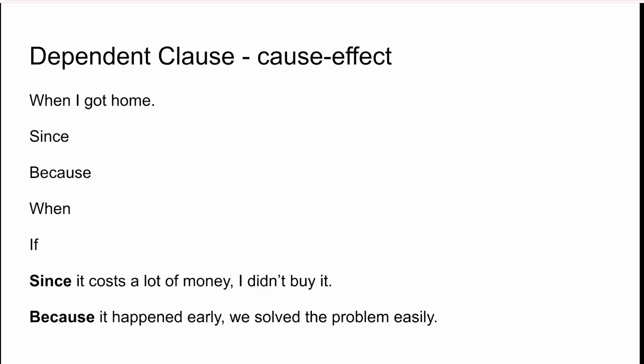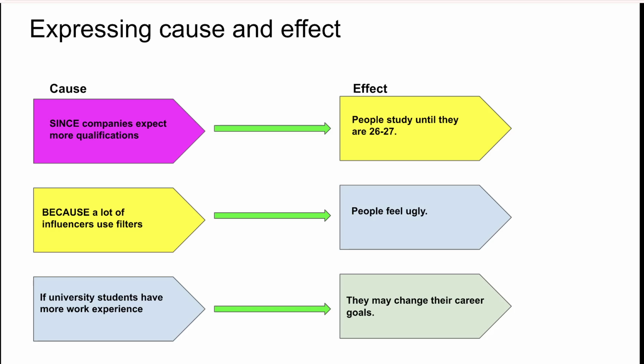And we looked at dependent clauses using since, because, when, and if. And especially for discussing the cause and effect of something, where the dependent clause uses since, because, if, and when. And we can even use this to explain the unintended consequences of something. So the result is not what we wanted or expected.